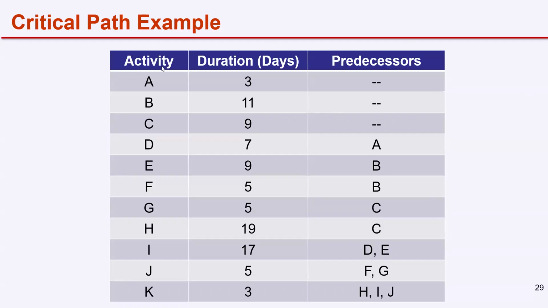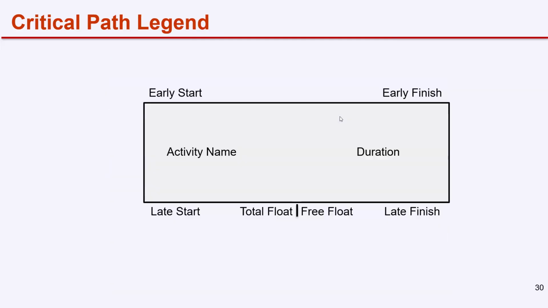So here is a table of activities A to K, with duration in days and predecessors given here. The relationship is not mentioned. What relationship will you assume? Finish to start. Okay. So the first step is to create a network diagram. For that, we are going to use the precedence diagramming method.